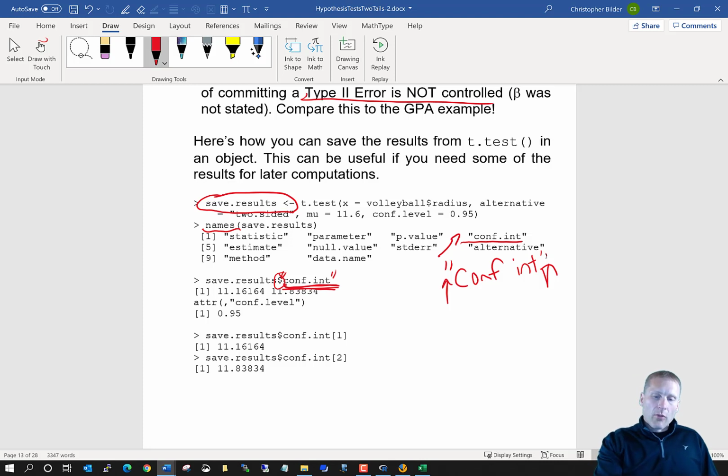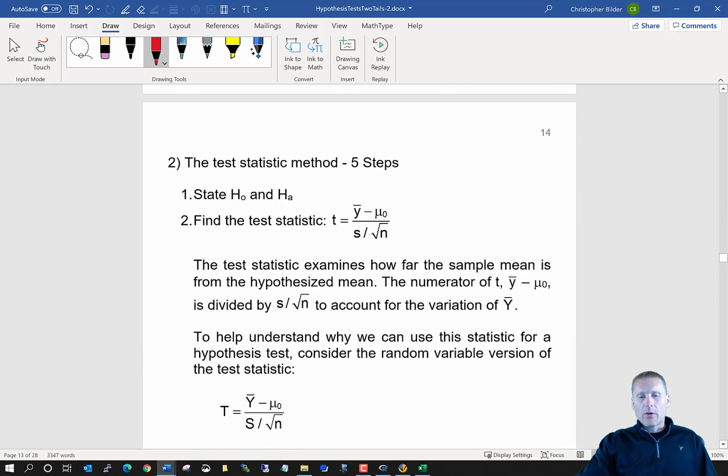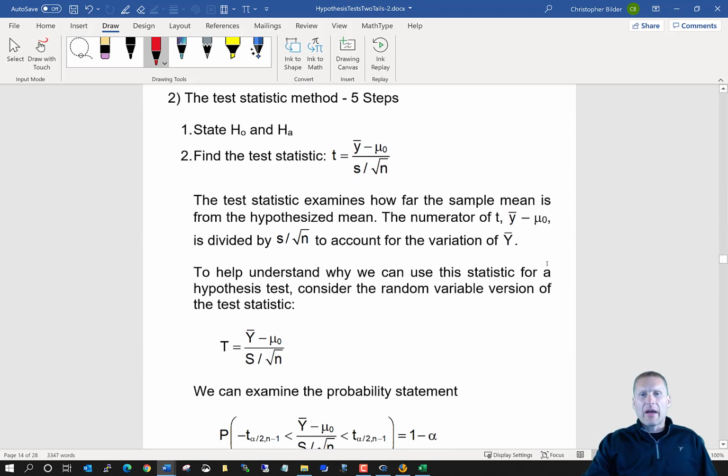Now, R recognizes this conf.int as a vector that has two elements in it, so I can pull out individual elements of that vector by using the correct syntax. Okay, so the confidence interval method is not too bad. It's very similar to what we did in the confidence interval section. But now we're more formally stating a set of hypotheses to work with.